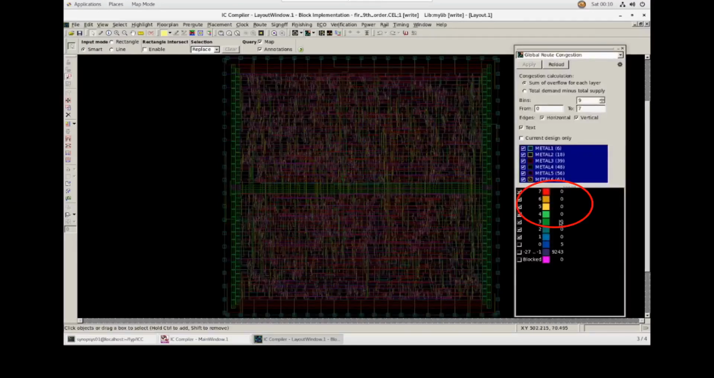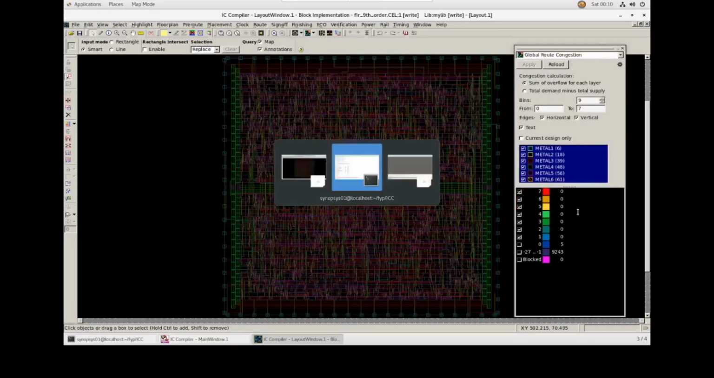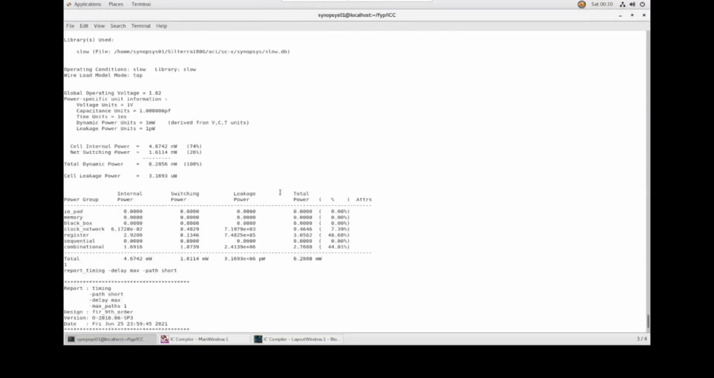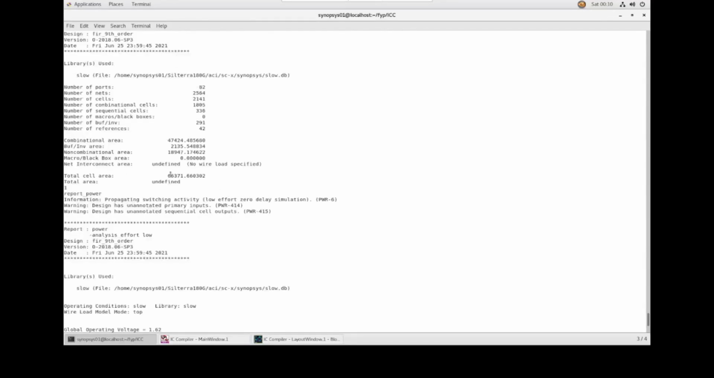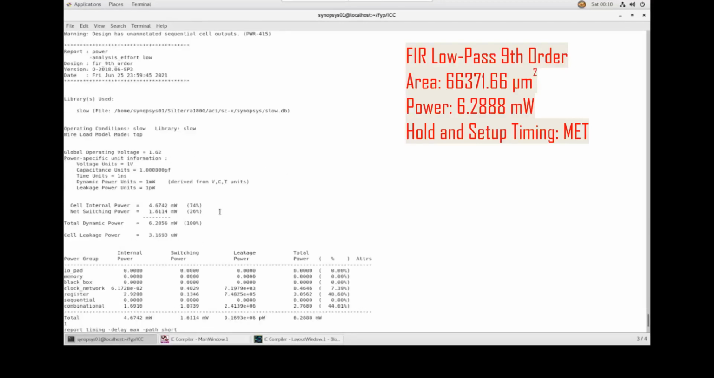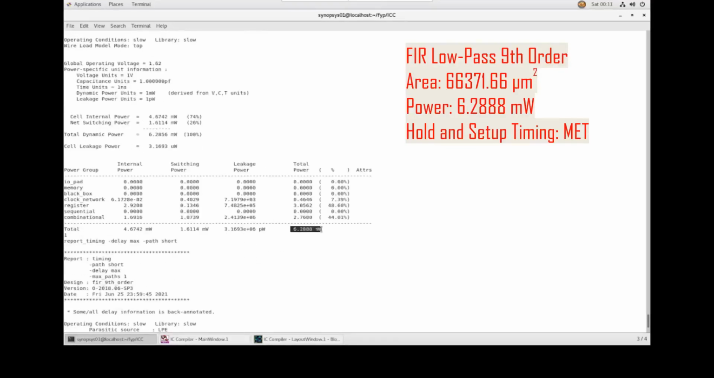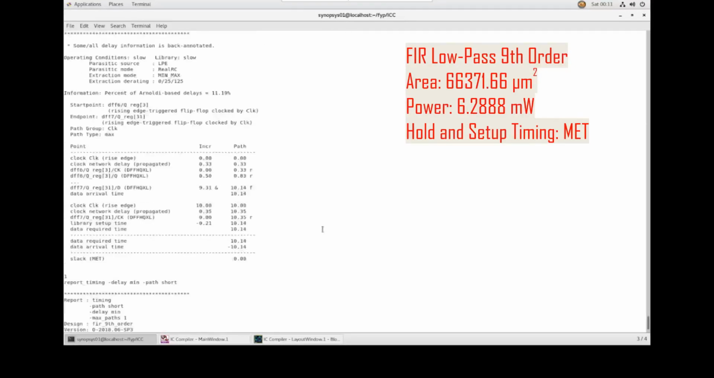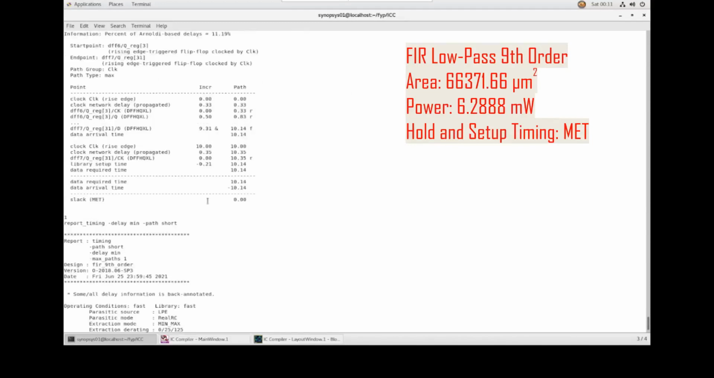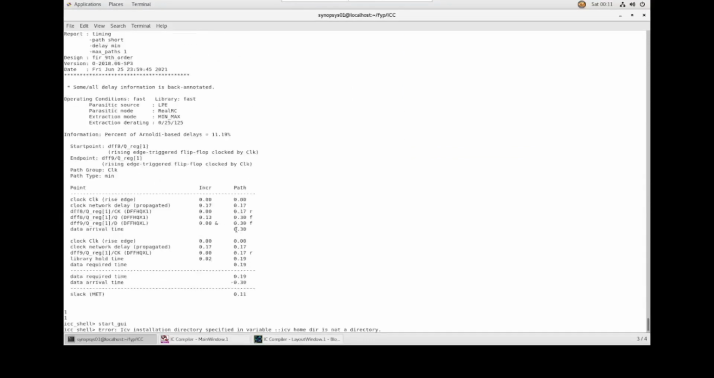So this is the layout for the conventional FIR 9th order filter. And we can check the congestion issue. The congestion issue is 0. And the total area for the FIR 9th order is 66,000 micrometer square. The power consumption is 6.288 milliwatt. The hold timing is met and the setup timing is also met.